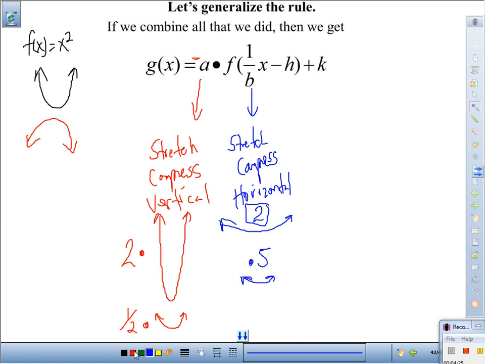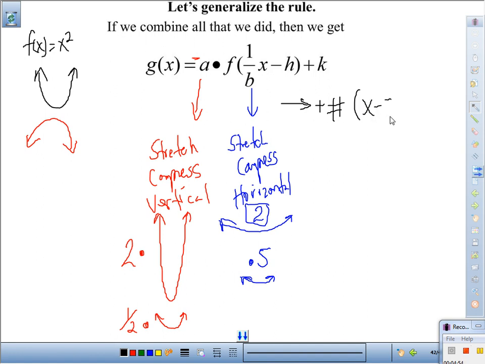All right. Next, we have the letter h. What does h do? It moves it to the right or to the left. When does it move it to the right? When we substitute a positive number. So I'm thinking of 7. Positive 7. If I substitute it in here, what is it going to look like? It's going to look like this.